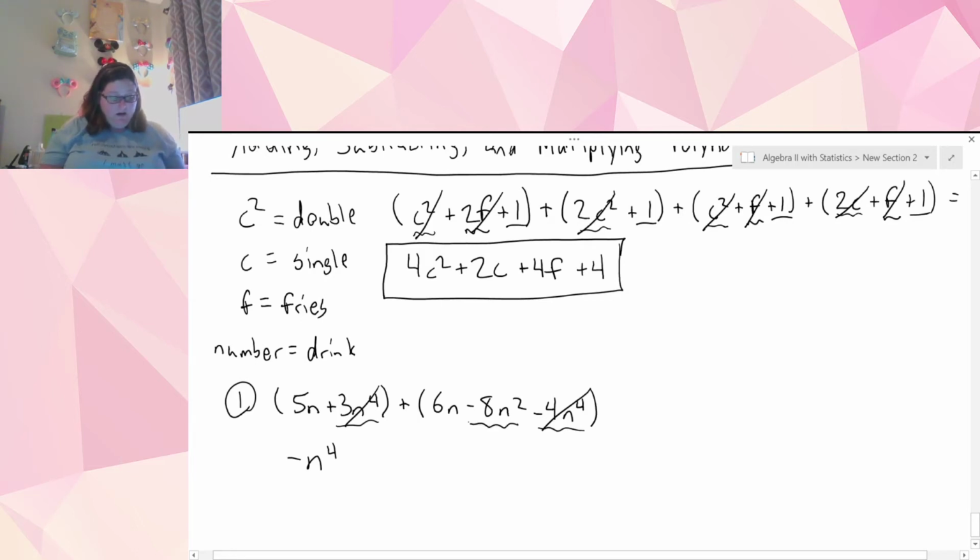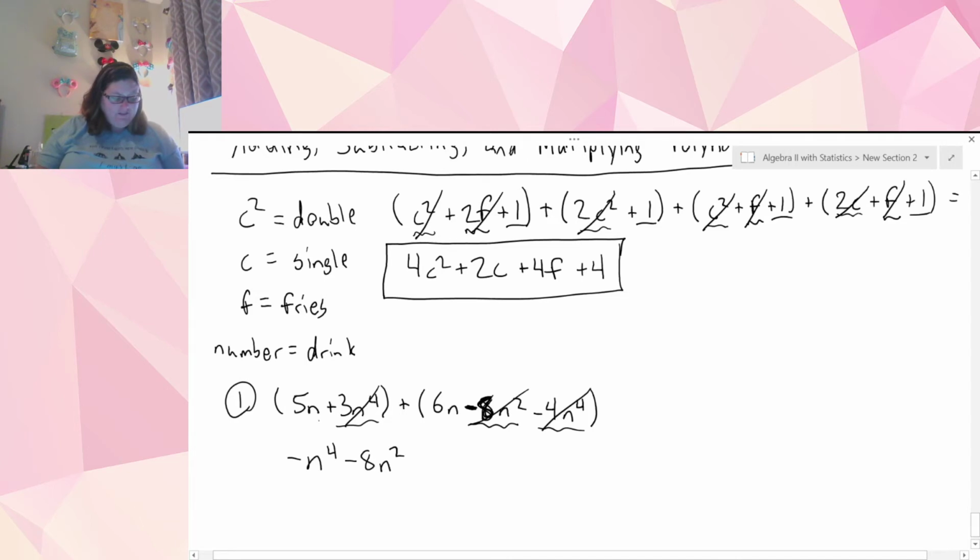So now I go to my next highest degree or my next highest exponent, which is 2. I don't have anything else to combine it with, so I just write that down. So I write minus 8n to the second. And make sure this minus goes with this 8. Okay, this minus goes with this 8. Okay, so that's gone now.